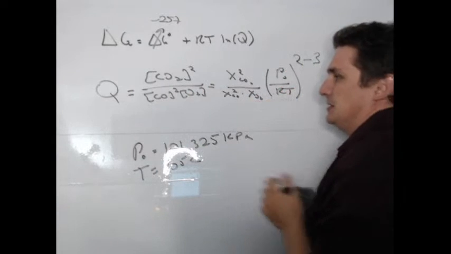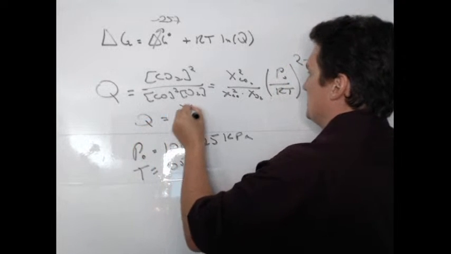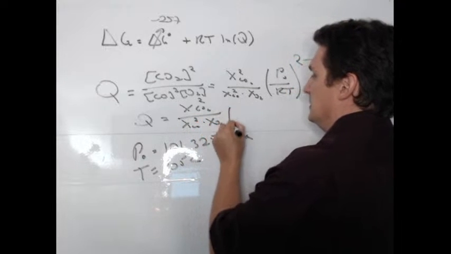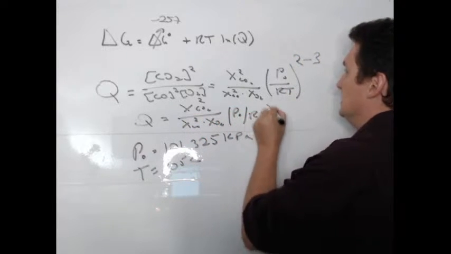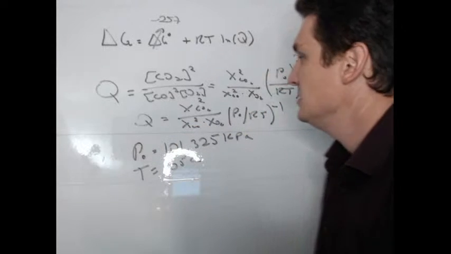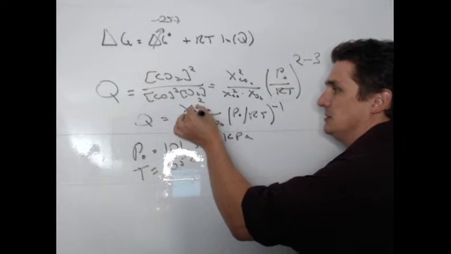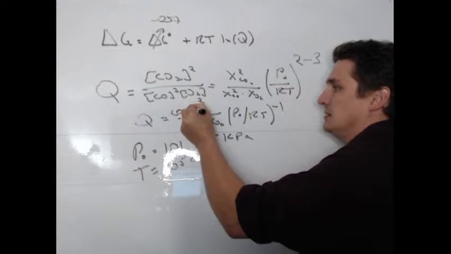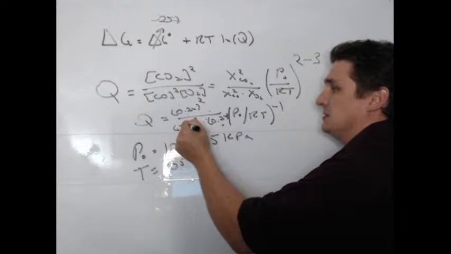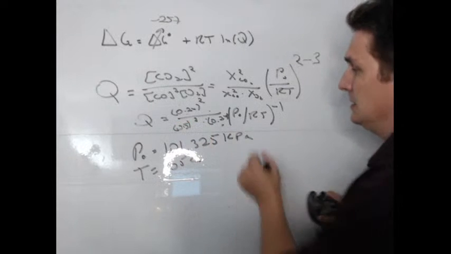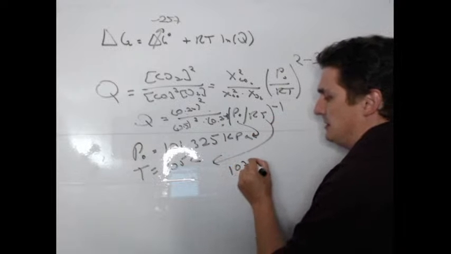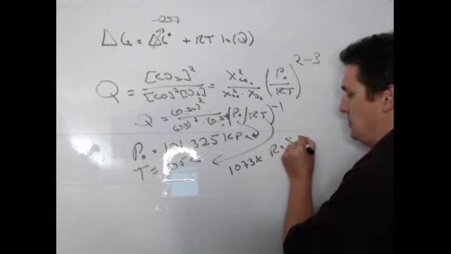If we simplify this, we get Q equals the mole fraction of CO2 squared over the mole fraction of CO squared times the mole fraction of O2, times P naught over RT to the negative 1. So this is just a number. All you have to do is stick in the information it gives you. The mole fraction of CO2 is 0.26, oxygen is 0.24, and CO is 0.5. P naught is 101.325, the temperature is 1073 Kelvin, and R is 8.314.